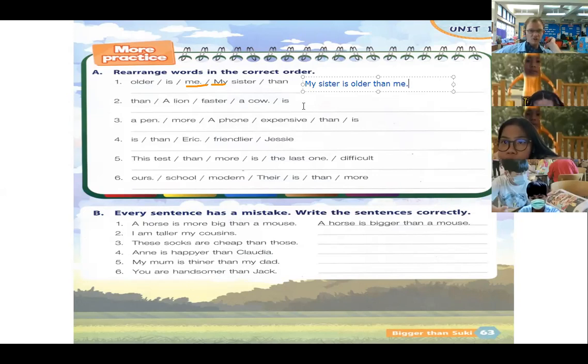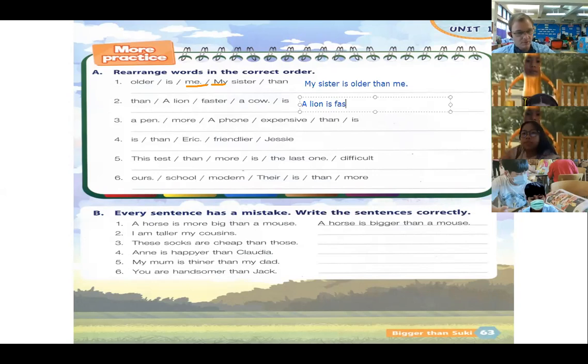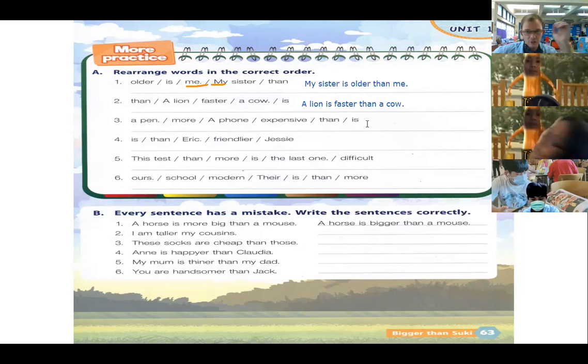What is our first word we will start with? A lion. Excellent. A lion is faster than a cow. Punctuation mark. Excellent. Very good, you guys. The next one.